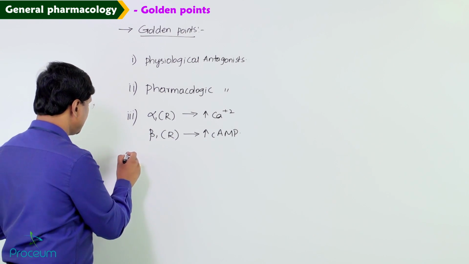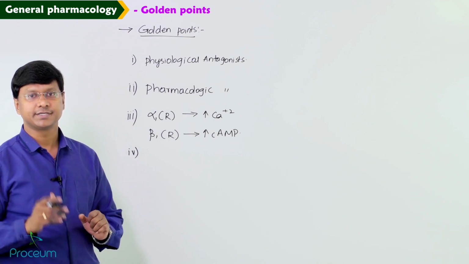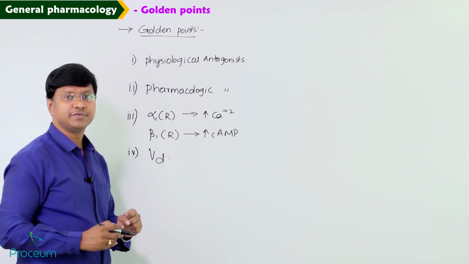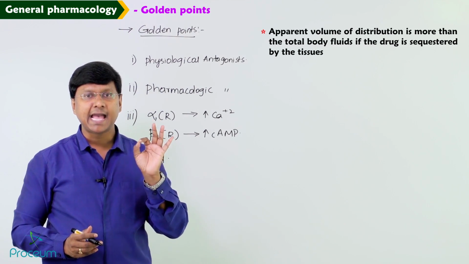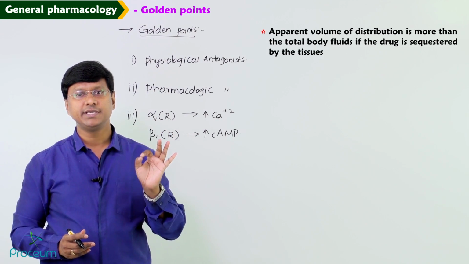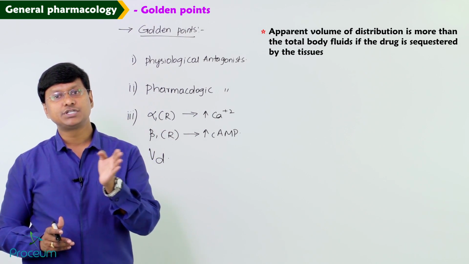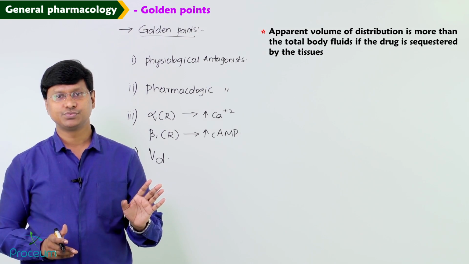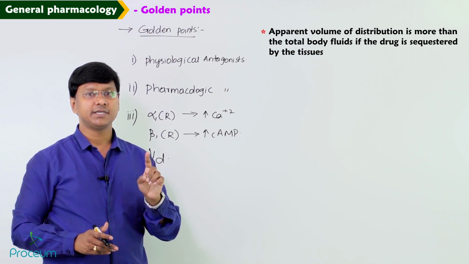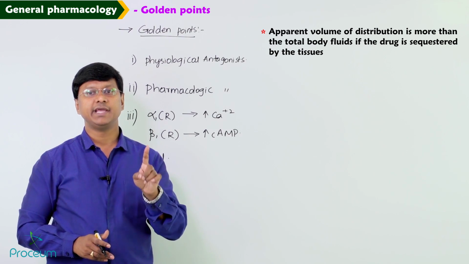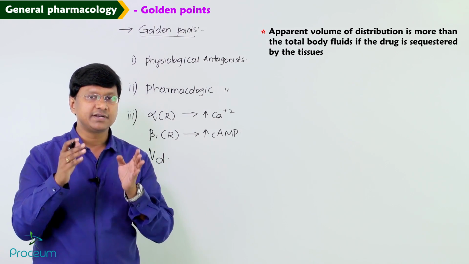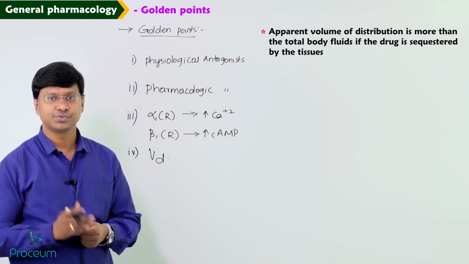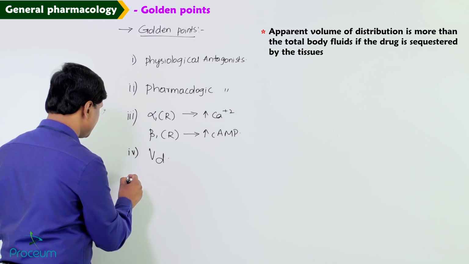Alright, next. Now let me discuss another important golden point. You take the volume of distribution, right? We have discussed the volume of distribution. Remember, apparent volume of distribution is more than the total body fluids if the drug is sequestered by the tissues. I'll repeat again, apparent volume of distribution is more than total body fluids if the drug is sequestered. That means if the drug enters into the tissues. That is an important point regarding the volume of distribution.